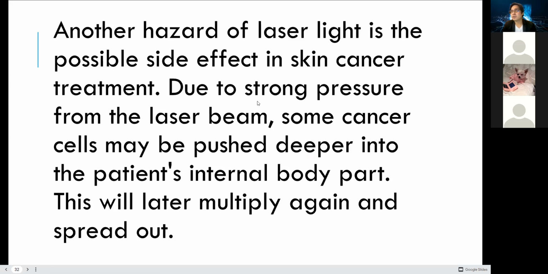Lasers are also being used to remove tattoos. Are you familiar with tattoo removal? Have you seen one? They are actually using laser in the process. They remove the ink, the ink pigmentation on the skin or on the epidermal lining of the skin. And of course, it causes burns.